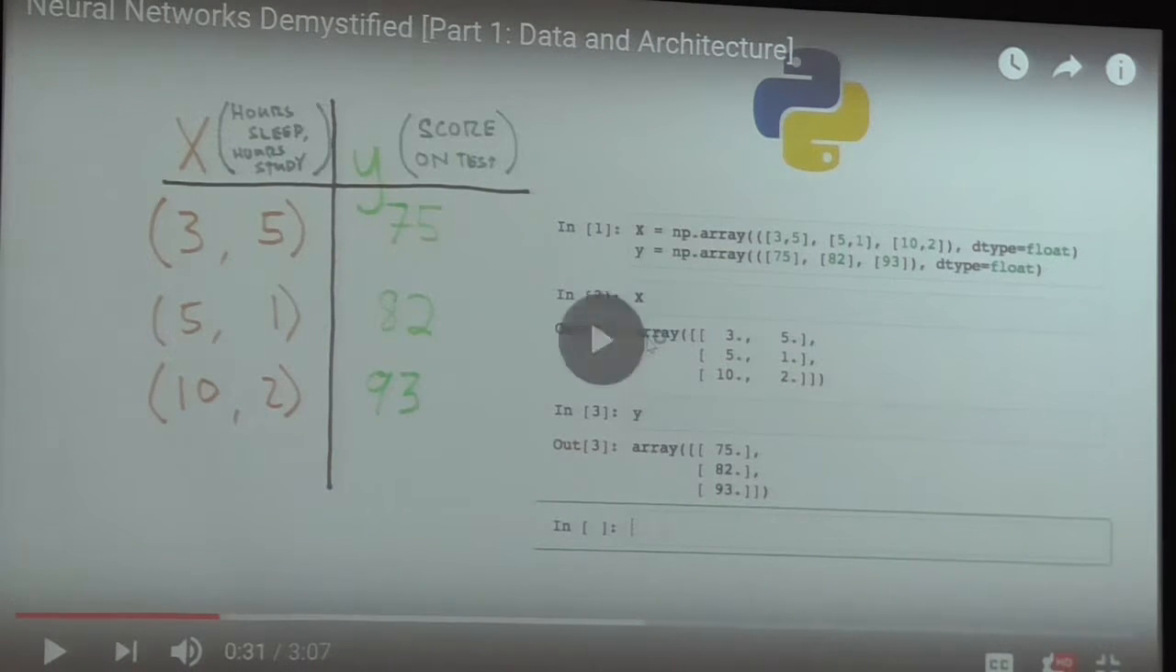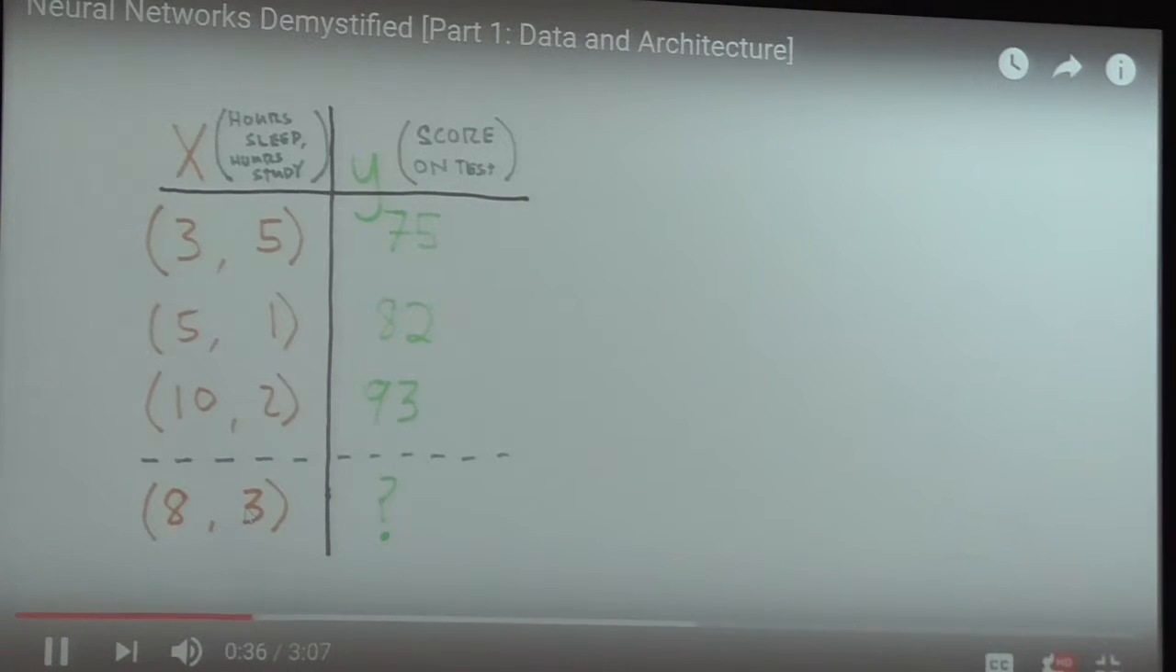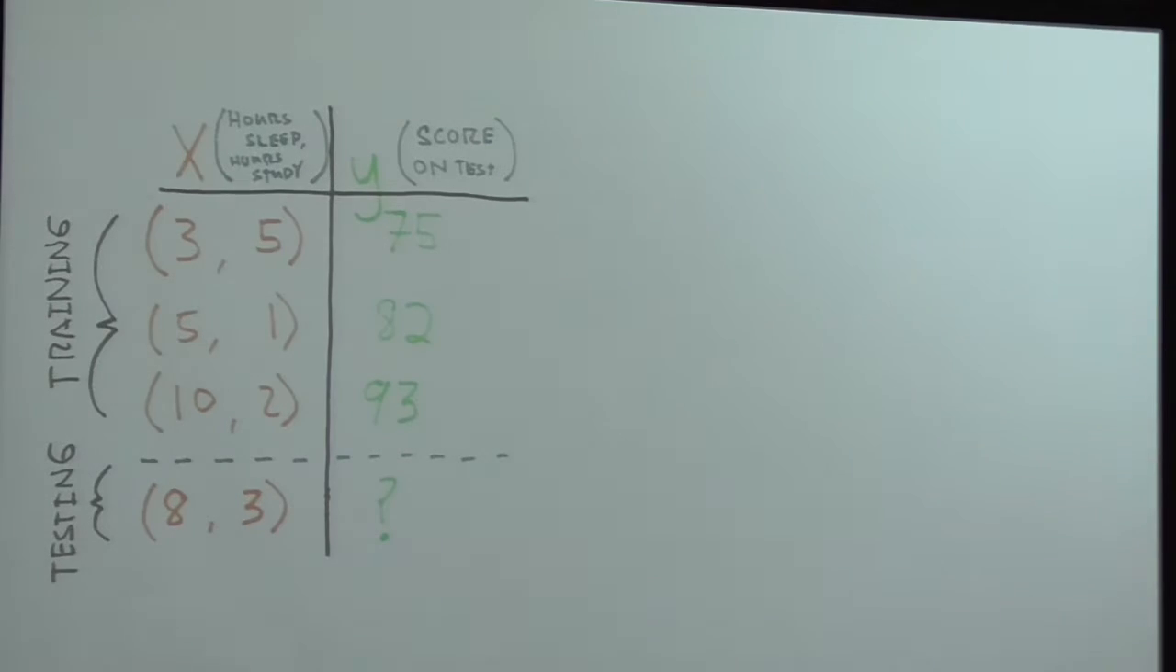Now that we have some data, we're going to use it to train a model to predict how well you will do on your next test. And we're going to use it to predict what's going to happen when you sleep 8 hours and you study 3 hours, based on how many hours you sleep and how many hours you study.